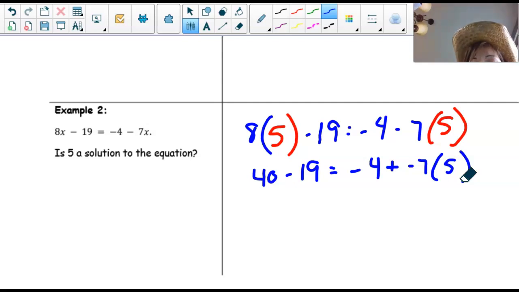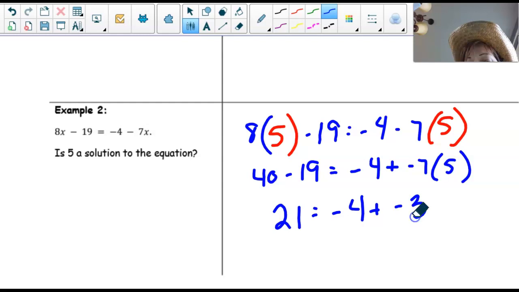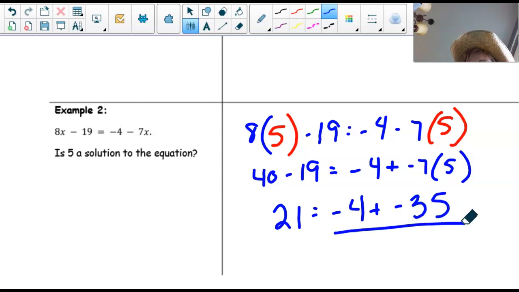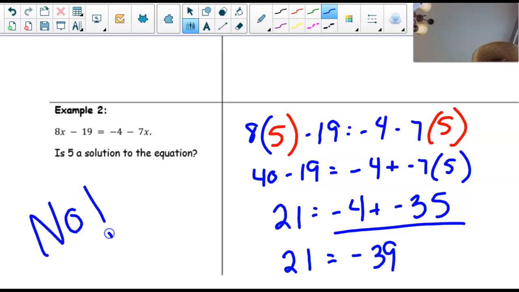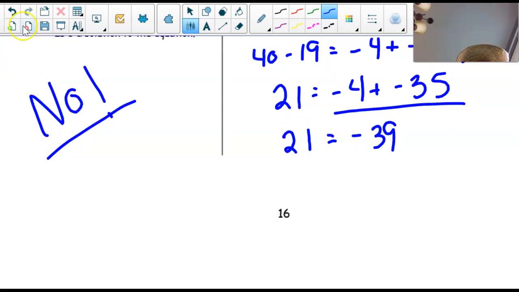All right, so 40 minus 19 is 21, equals -4 plus -35. When we have two negatives and we're adding them, same signs, add and keep. So 21 equals -39. Is that true? That is not true. So no. Why? Because the right side does not equal the left side. Moving along.